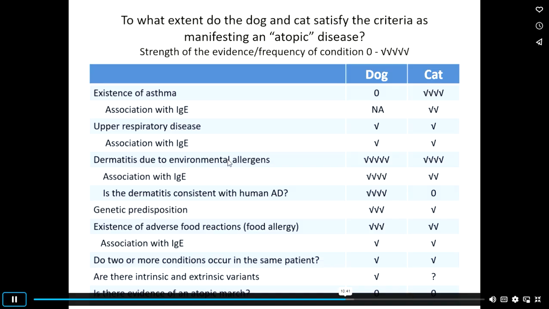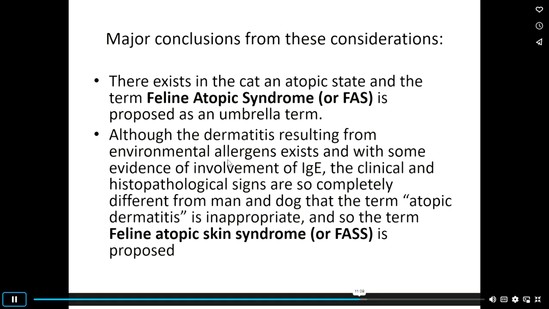So if we look down the columns, certainly the dog is pretty strong. There's good evidence of atopic diseases. In the cat, the evidence is perhaps less strong, but there's enough evidence, I think, to suggest that we can consider that the cat is predisposed to atopic diseases, but perhaps less so than the dog. So major conclusions from these considerations: there exists in the cat an atopic state, and the term feline atopic syndrome, or FAS, is proposed as an umbrella term.